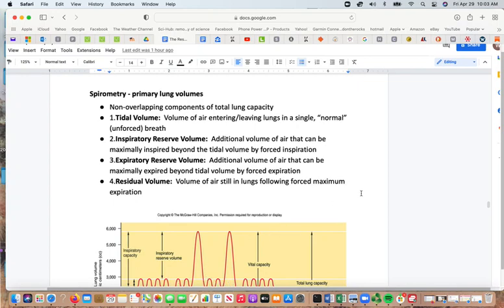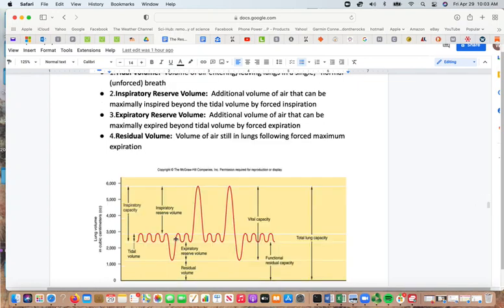Your inspiratory reserve volume is the additional volume of air that you can take in after the tidal volume. So if you've taken a normal breath, here is your tidal volume. It's how much more you could take in beyond that normal breath. The expiratory reserve volume is the added amount of air that you could expire beyond the tidal volume. So after you've done your normal exhale, how much additional can you push out? And then the residual volume is what's left in the lungs after you forcefully exhale as much air as you can.